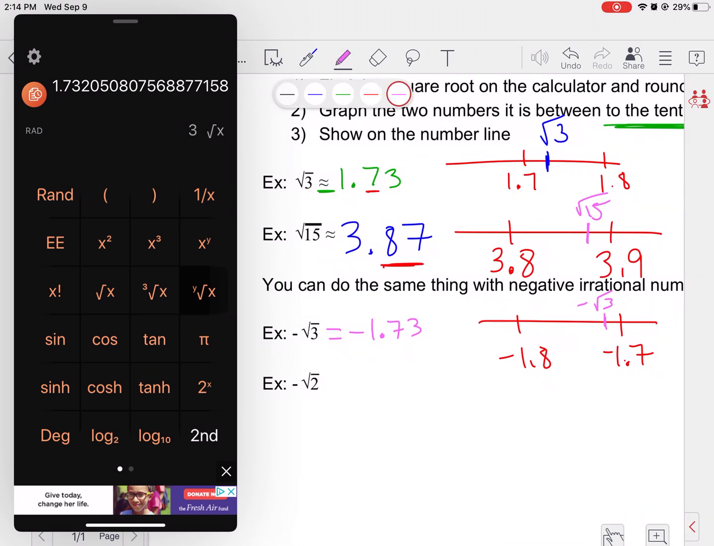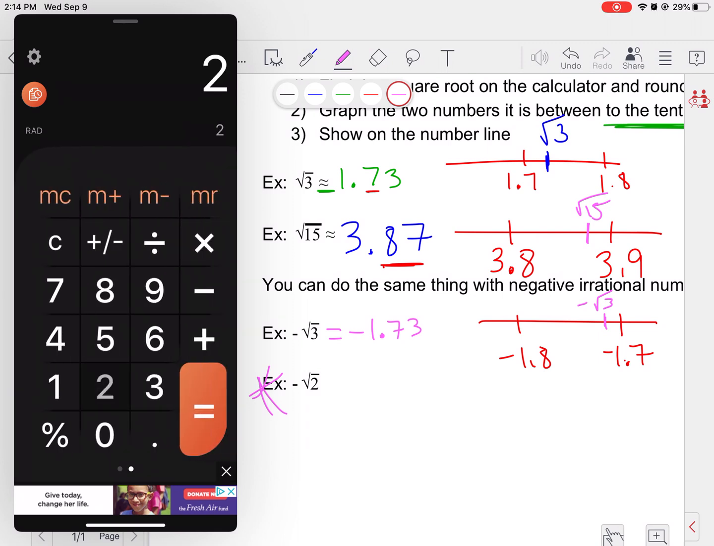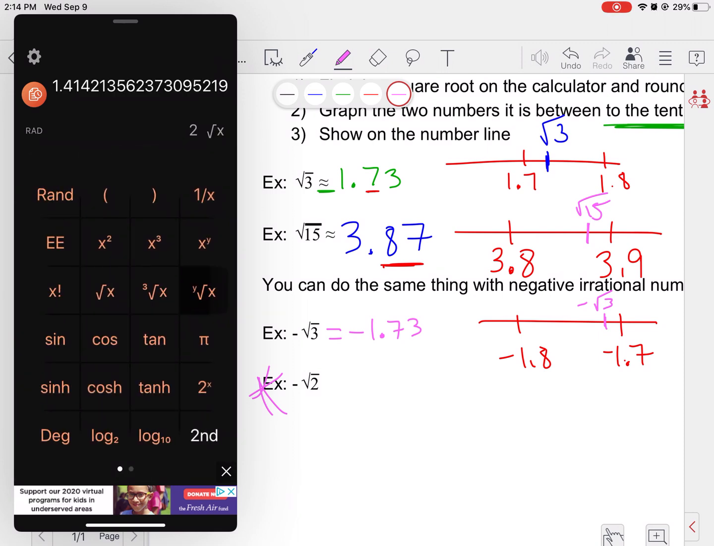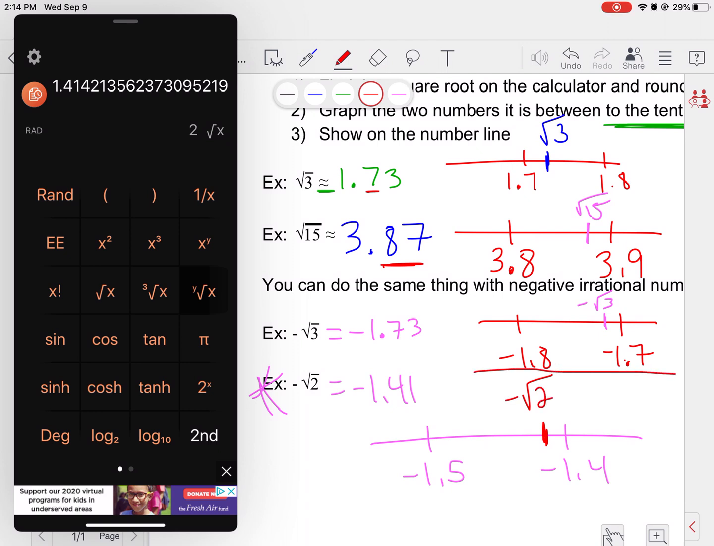Go ahead and try to find the negative square root of 2 for me. If we do that in the calculator, the square root of 2 would be 1.41, and we just put a negative in front of it. Go ahead and try on your own to graph it. Pause the video, please, to graph. Then if we do this, we're going to have negative 1.4 off to the right-hand side and negative 1.5 on the left-hand side. If I plot that, negative 1.41 would be closer to negative 1.4, so we would put the negative square root of 2 there.